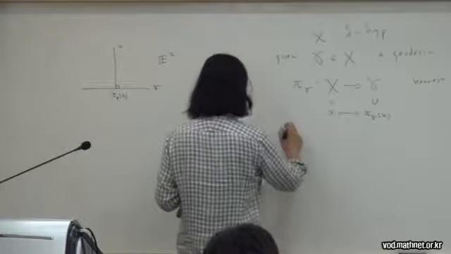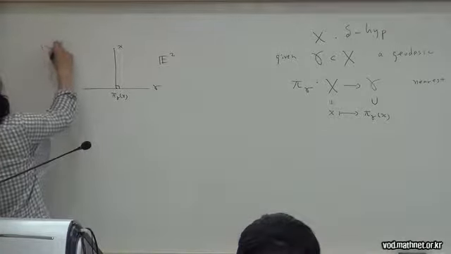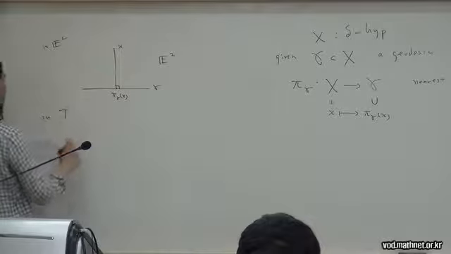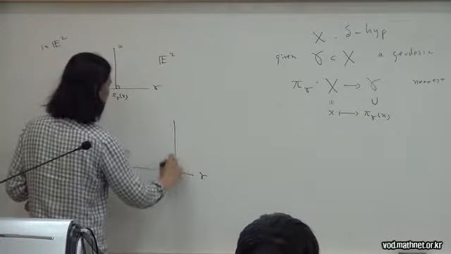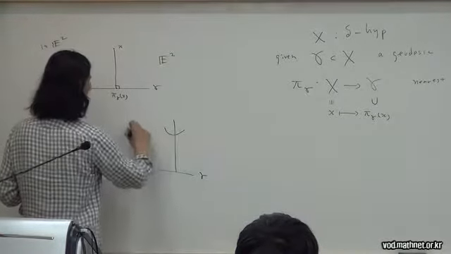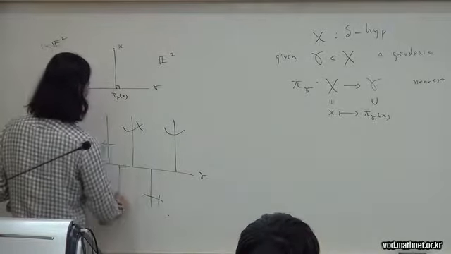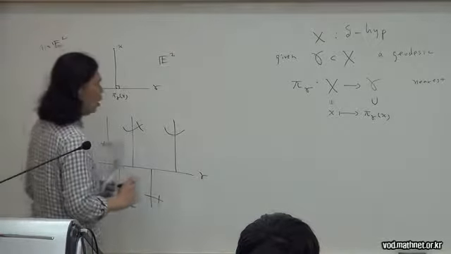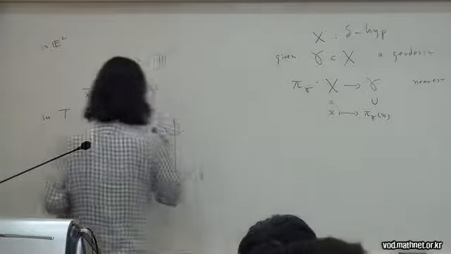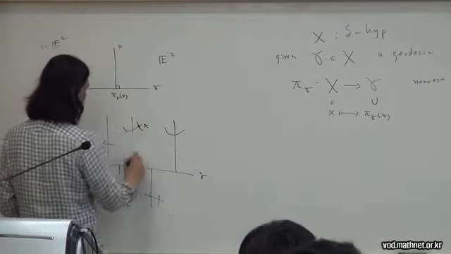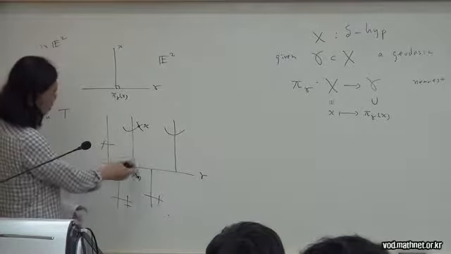But first, I'd like to give another example. This is in E2, which is not hyperbolic, but say in a tree. So this is maybe my gamma. Nearest point projection is easier to draw in the tree. So if you have a point here, the nearest point projection is this point. So in the case of a tree, it's again one point.